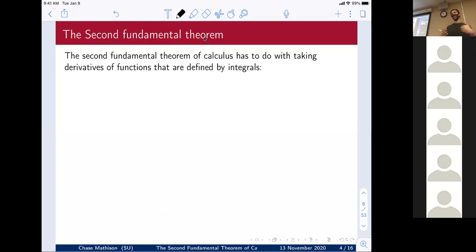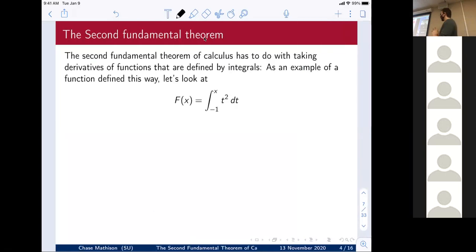The first fundamental theorem is about integrating things that are derivatives. The second fundamental theorem is about differentiating things that are integrals. Okay, so let's look at another example. As an example, let's look at this function here, capital F of x is equal to the integral from -1 to x of t squared dt.